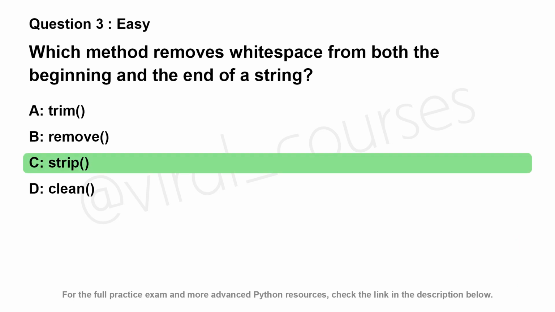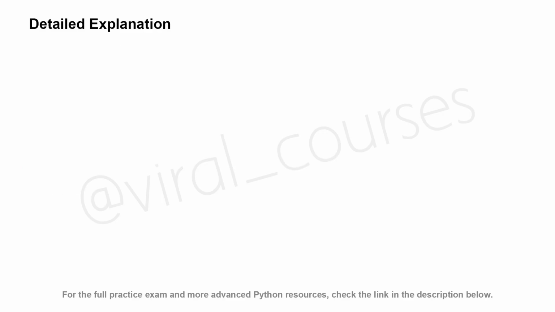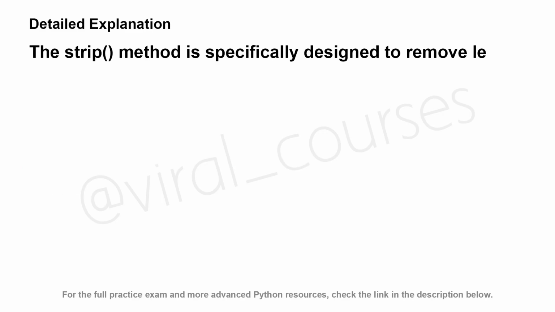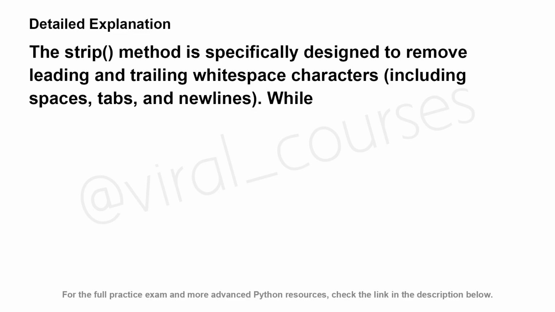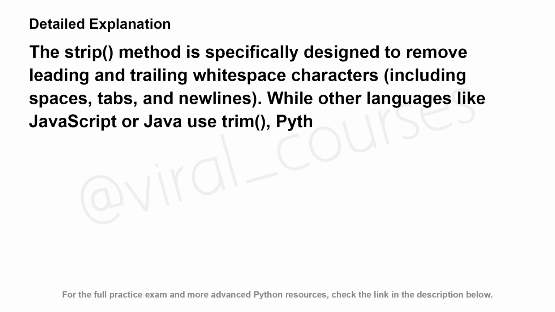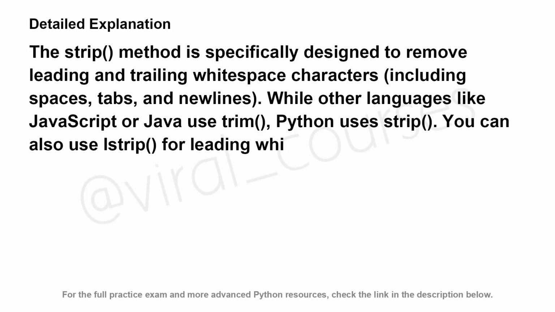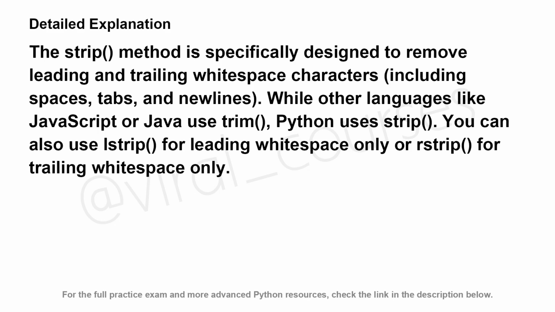The correct answer is C. The strip method is specifically designed to remove leading and trailing whitespace characters, including spaces, tabs, and newlines. While other languages like JavaScript or Java use trim, Python uses strip. You can also use lstrip for leading whitespace only or rstrip for trailing whitespace only.